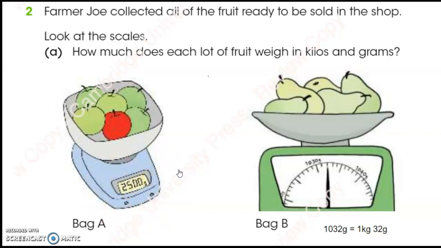So 2,500. 1 kilo is 1,000 grams. So 2,000 grams will be 2 kilos. And 500 grams will remain as 500 grams. So this is how you should write: 2 kg, 500 grams.